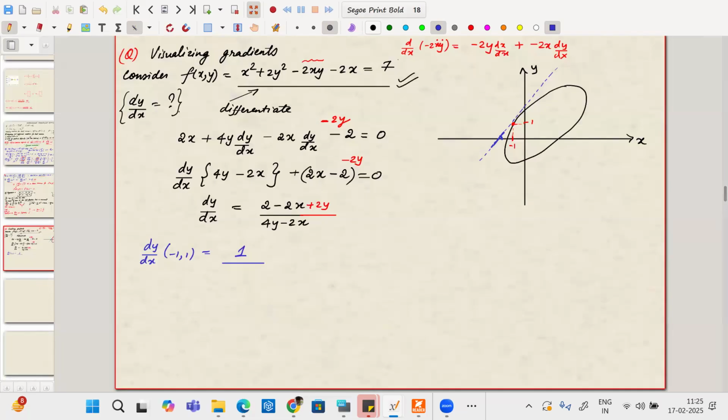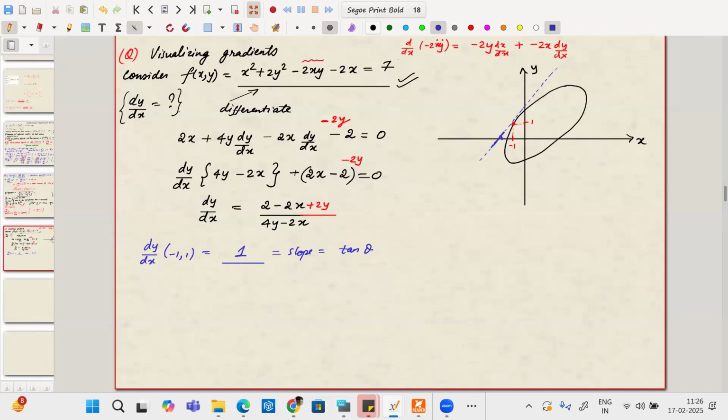Is it clear? How many of you it is not clear? How many of you understood this? So what did you understand? At minus 1 comma 1, what is the slope? 1. So the tangent will make a 45-degree line. Tan theta is the slope. Slope is always equal to tan theta, right? Theta is the angle the line makes with the x-axis. So theta equals 45 degrees. Tan 45 is 1. So this angle is 45 degrees. Simple.